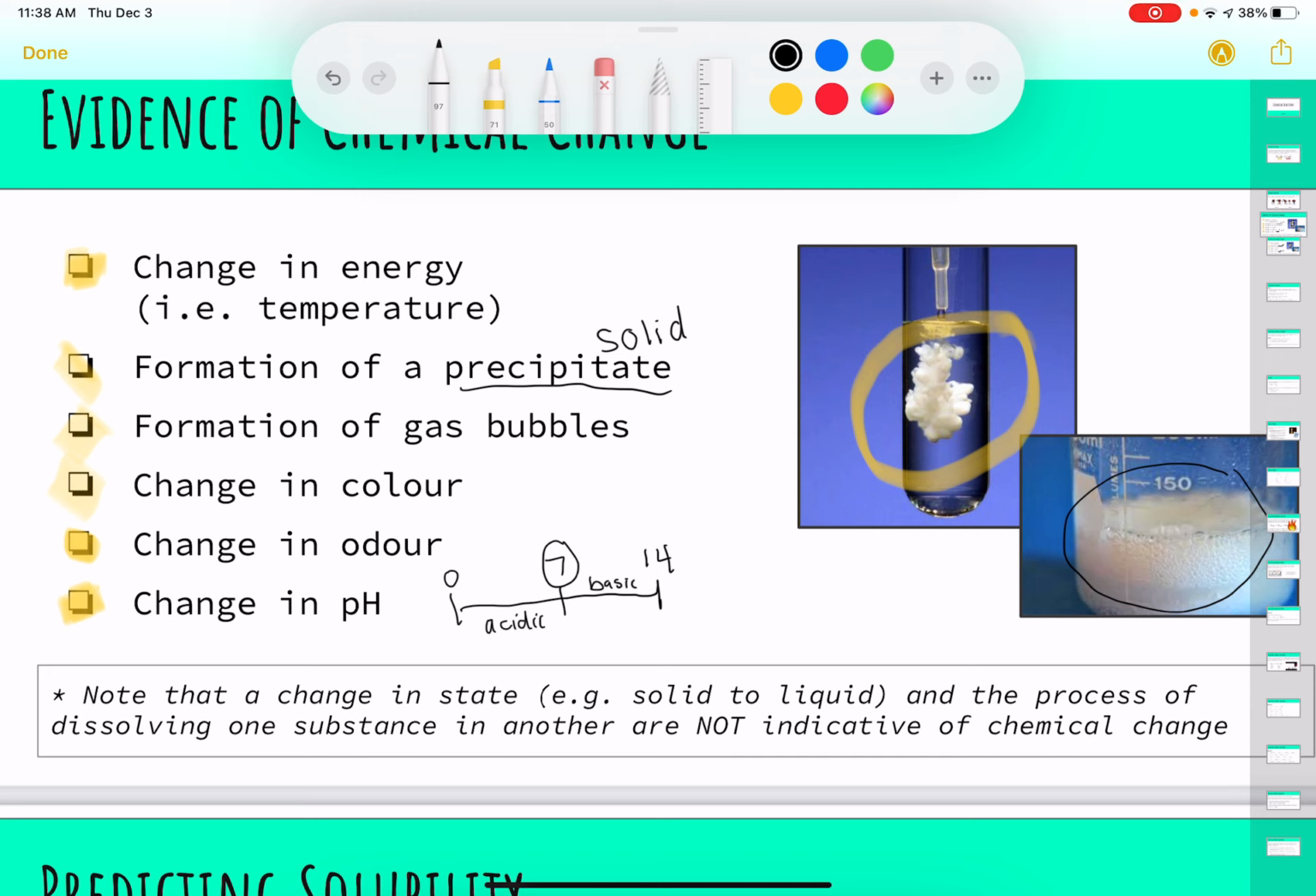So anything that starts out at 1 pH and changes, well, that change in pH is an indication of a chemical change. It says, note that a change in state, like a solid to a liquid, and the process of dissolving one substance into another are not indicative of a chemical change.